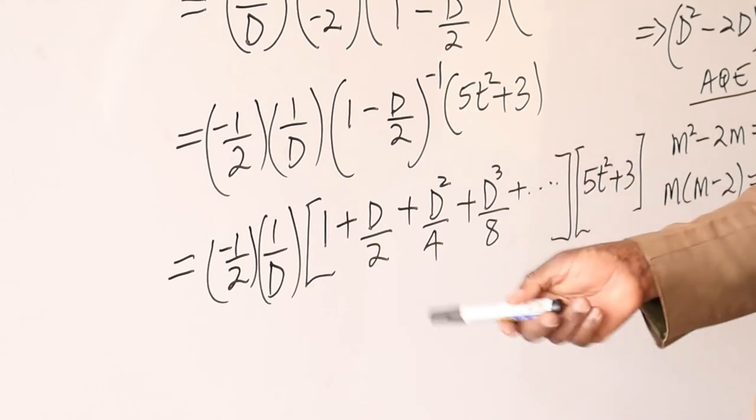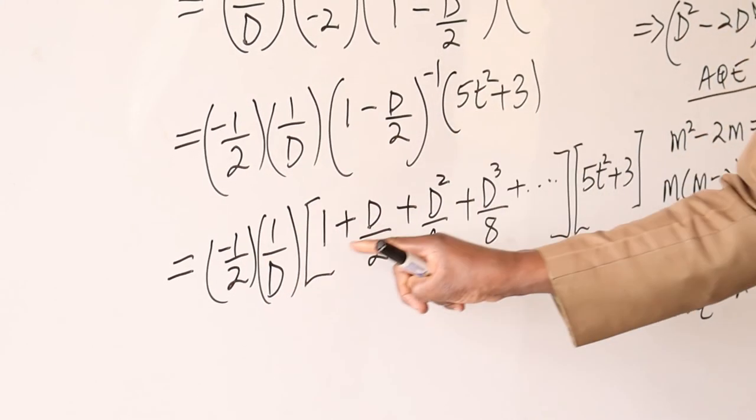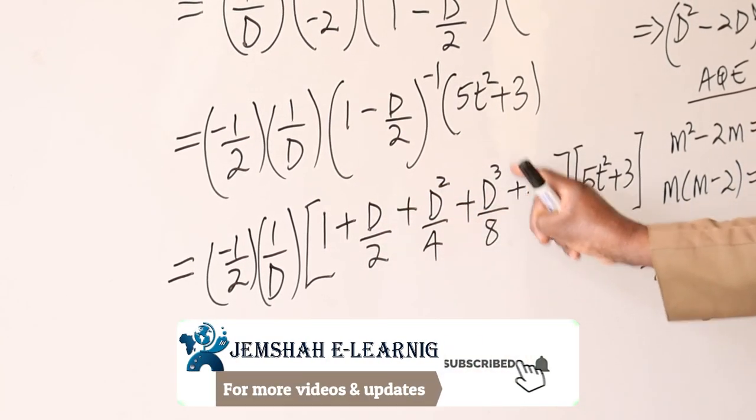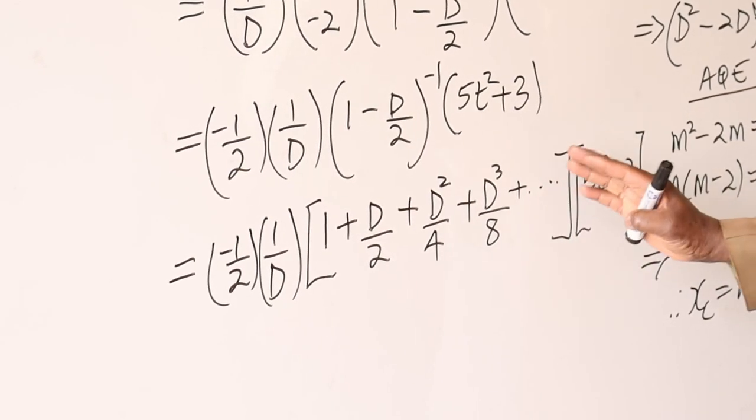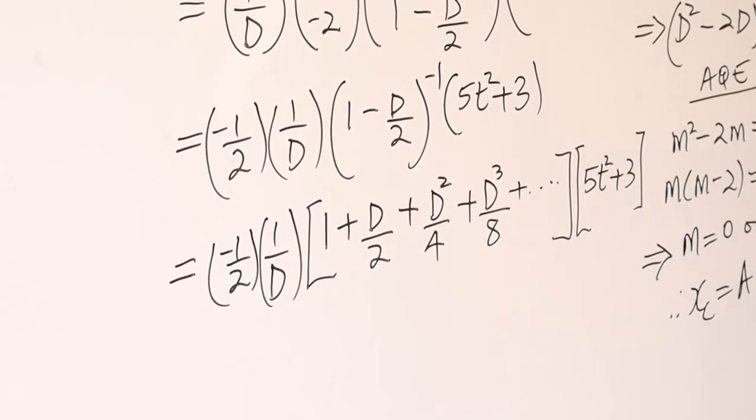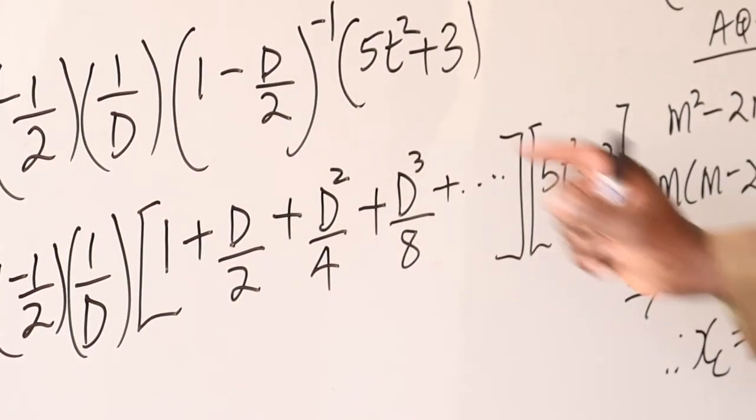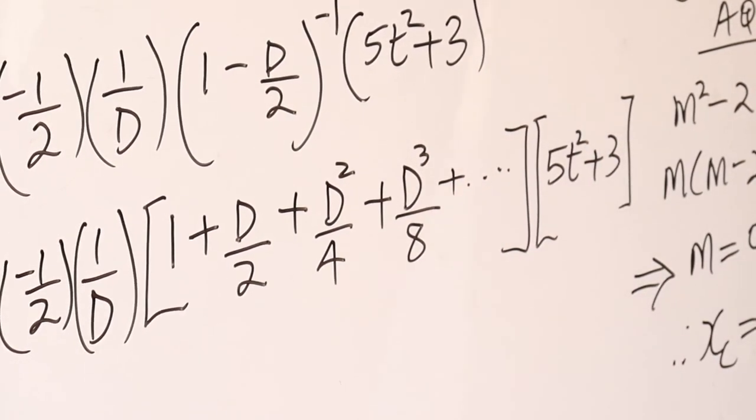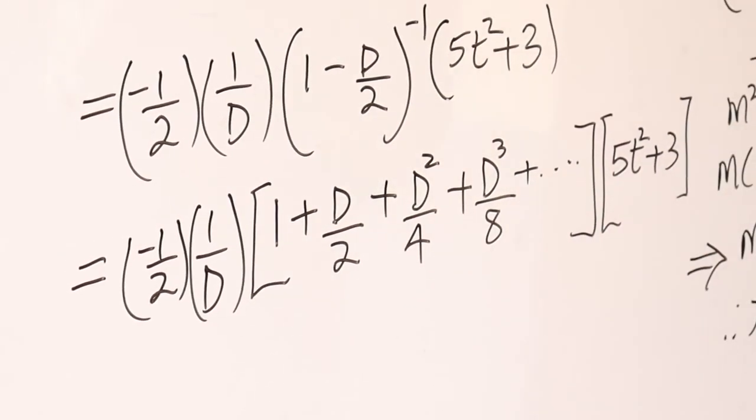So we said this one is a constant, 1 over d. When we expand this, we get this: 1 plus d over 2 plus d squared over 4, plus d cubed all over 8, plus others. Now, we say others because this is d cubed. When you have d power 4 applied to 5t squared, you will get a 0. Even the d cubed will give a 0. But we are just writing it to show that from there onwards, we'll actually get a 0. So, acting on 5t squared plus 3.